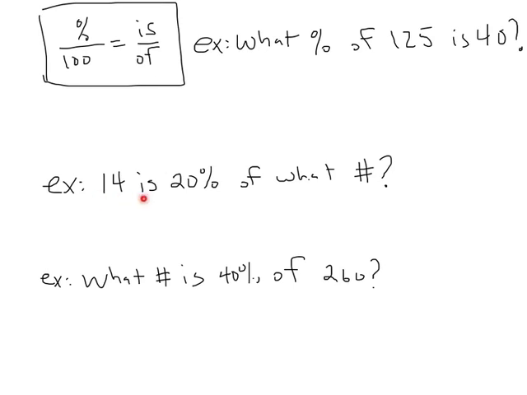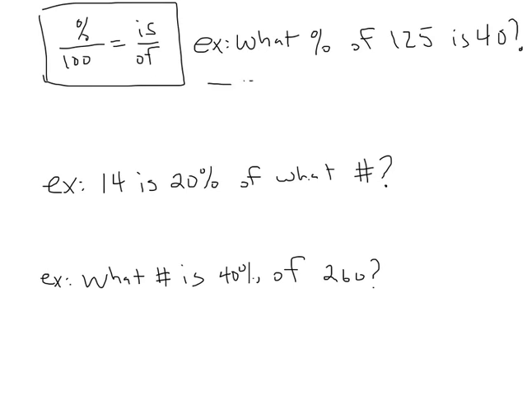Here, in the next example, 14 has to be the is word, not 20, because 20 is clearly the percent. The of word, it says what number. We don't have it, so that will be x. What number is, so the unknown is the is word here, so that's x. We know the percentage, and the of word is clearly 260. So let's do a couple of these problems.